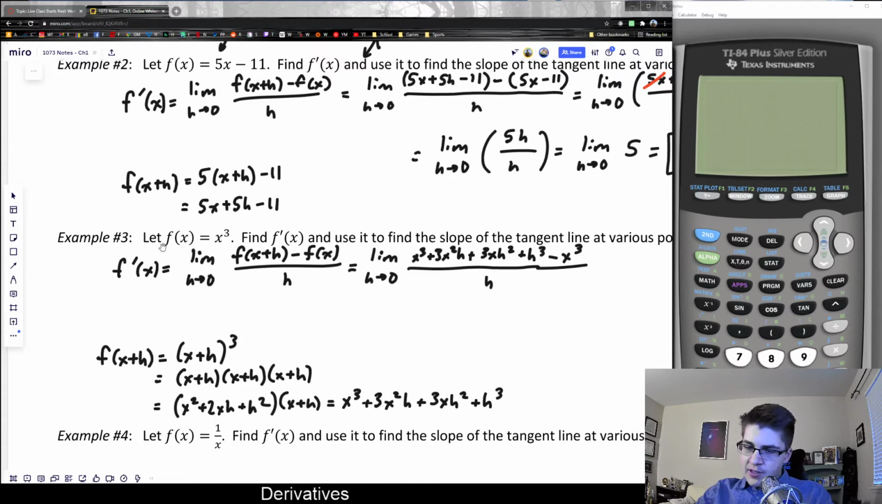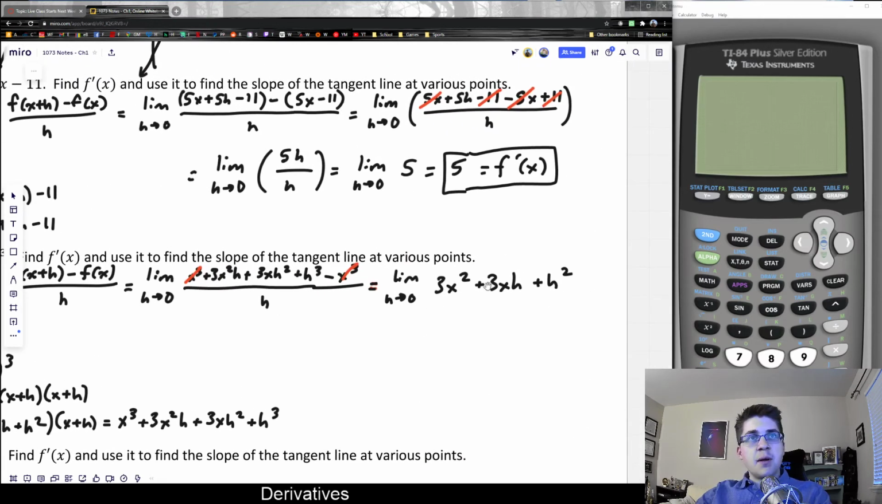Again, there will be cancellation in general, not always, but with a lot of algebraic functions. And this will leave me with everything left over has h in it. So now I could divide each term by h, because h divided by h will cancel. h squared over h will make h, and h cubed over h will make h squared. So I'll go ahead and divide through by h next. So this would be equal to the limit as h approaches 0 of 3x squared plus 3xh plus h squared.